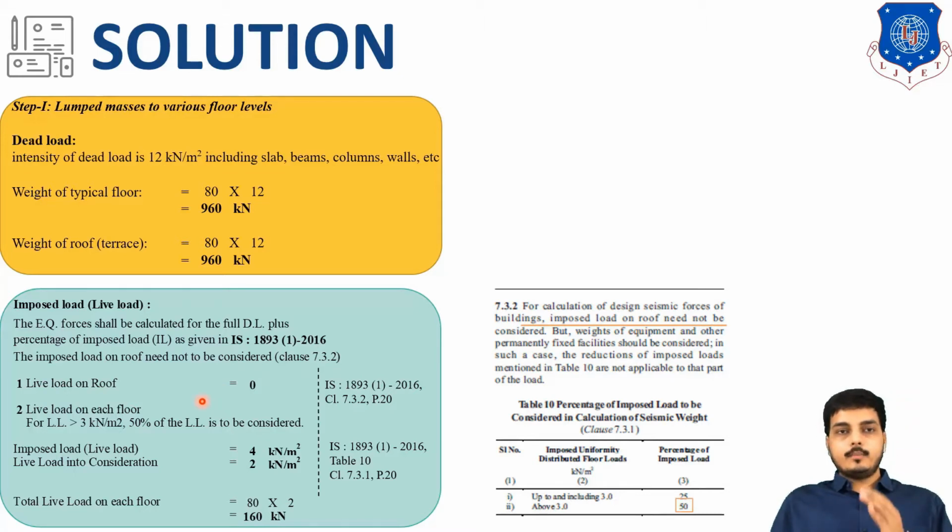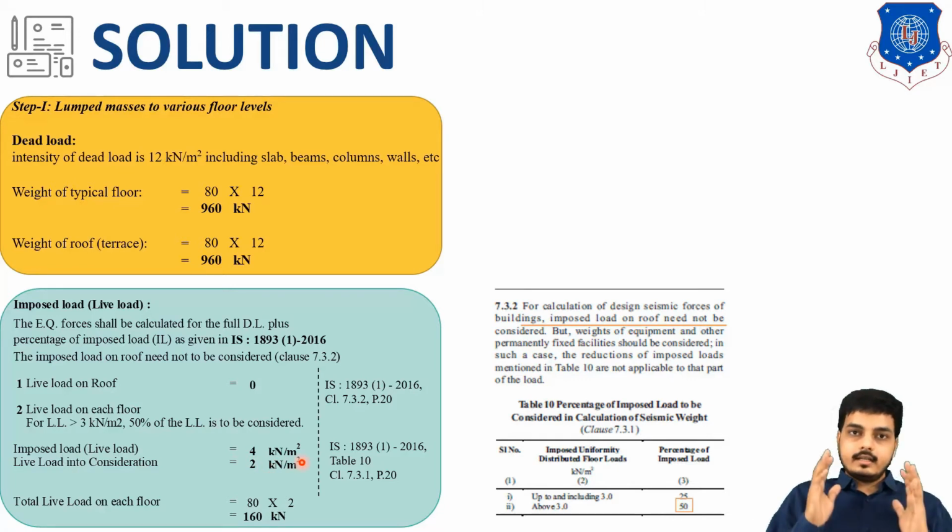Now live load on a particular floor. In our example, it has been given that the live load, or imposed load, on the floor is 4 kN per meter square. Here it is written imposed load of 4 kN per meter square. We are not considering the full imposed load, or full live load. We are considering some percentage of it. So what is that percentage? Live load on each floor for live load greater than 3. It is given in table number 10 of 1893, clause 7.3.1, page number 20.